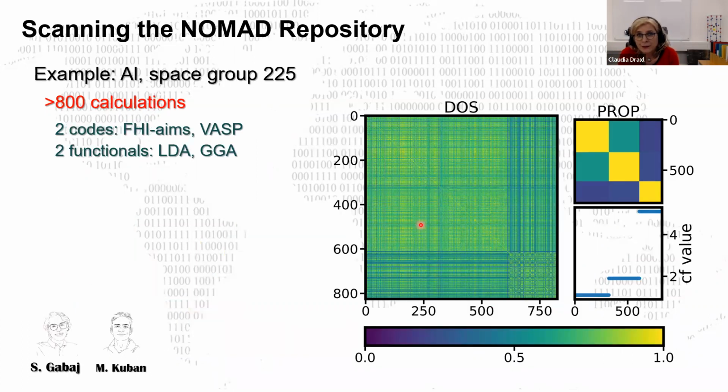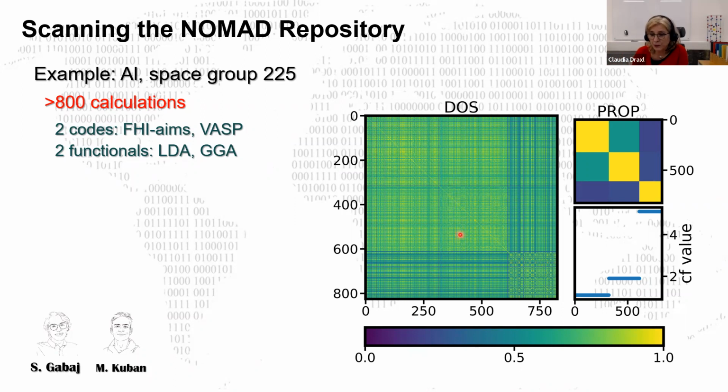We can also stay with codes and functionals here, but do a different analysis. What I show here is the similarity matrix of calculations for aluminum. Again, we have a very high number of such calculations, more than 800 in the database. And then we can explore patterns in the similarity matrix, right? So here we compare the similarity of each of the calculations with any other. And of course, this would not give you any pattern unless you order these calculations.